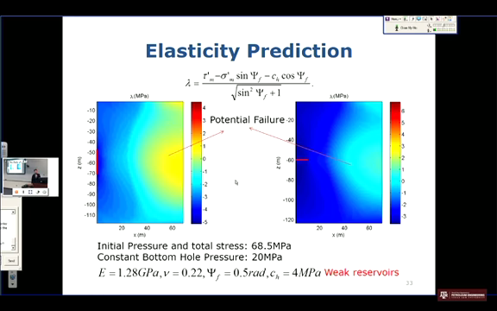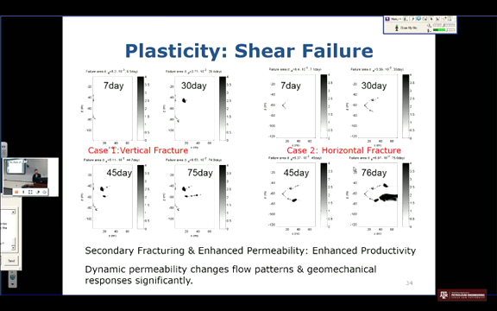Here lambda is the indicator for the potential failure. If lambda is greater than 0, then we assume that area is in plasticity. As you can see, in this area lambda values are greater than 0, so we can anticipate potential failure. Based on the elastic simulation that we performed, we then did the elastoplastic simulation assuming shear failure. At all times, we have a failure near the fracture tip.